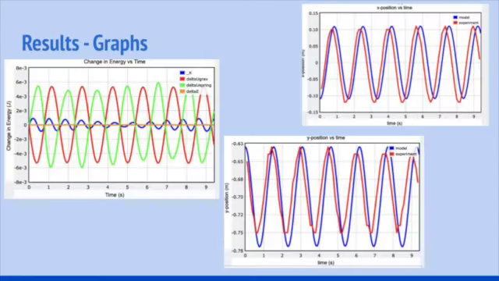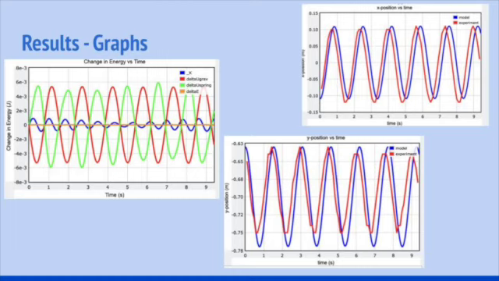Our results show that the energy remains 0. The change in energy remains 0, which is good. That's what we want. That satisfies the energy principle. Our delta U spring and our delta U gravity balance each other out, as well as the kinetic energy.